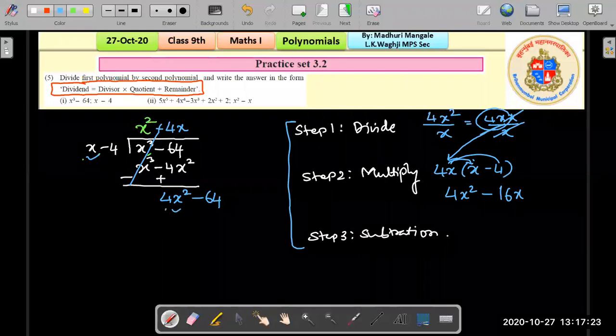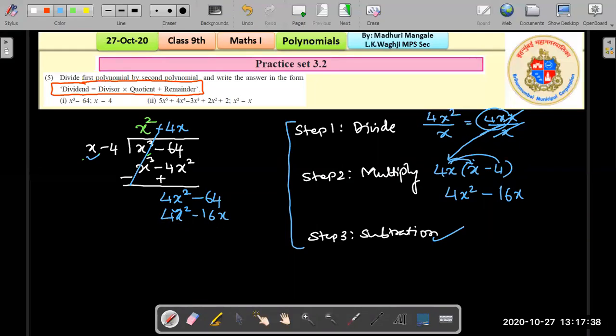So we write it at the bottom, 4x squared minus 16x, like that. And then step 3, that is subtraction. How do we subtract? Change the signs of the bottom row and combine. So changing the signs, what do we get here? 4x squared will become minus 4x squared, and 16x will become positive 16. Easy. And then just combine.